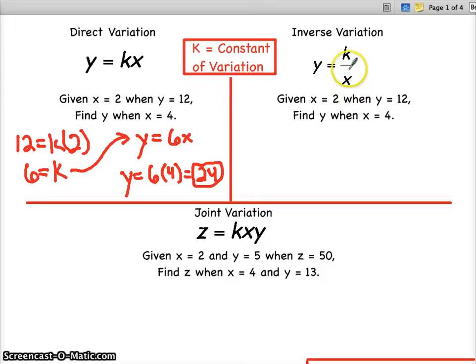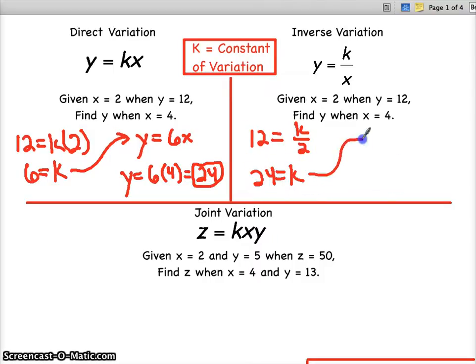For inverse variation, x is in the denominator of a fraction. When the bottom of a fraction gets big, remember that the fraction as a whole, or what y is equal to, will get very small. But we started off the same way. Y is 12 when x is 2, which means if I multiply that 2 over to the other side, k will be equal to 24.